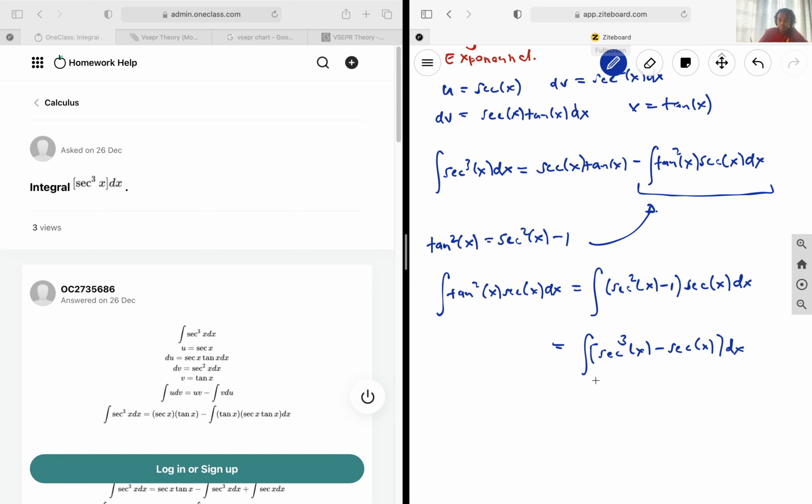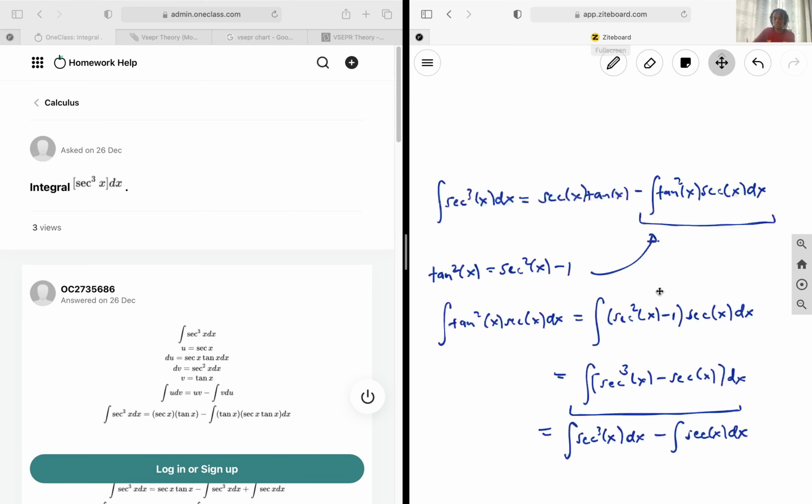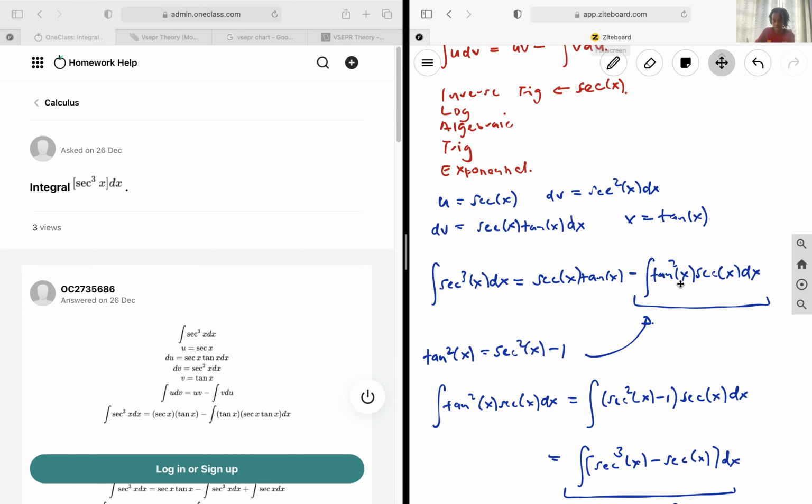This is cubed. And then furthermore, we can rewrite this by separating it using the integral of f of x plus g of x is equal to the integral of f of x plus the integral of g of x. And so this is going to be equal to the integral of secant cubed x dx minus the integral of secant x dx. And so now let's write that all into what we initially have up here.